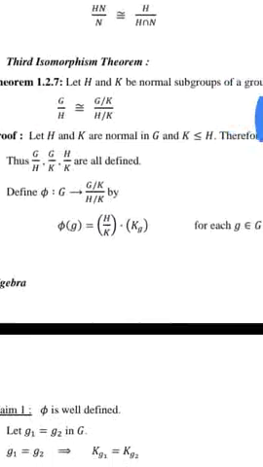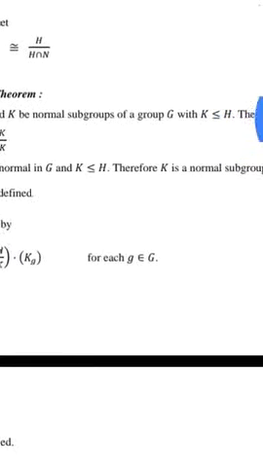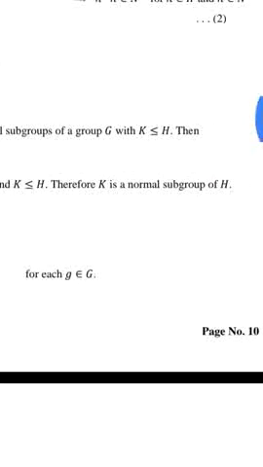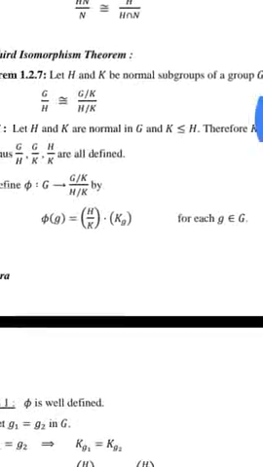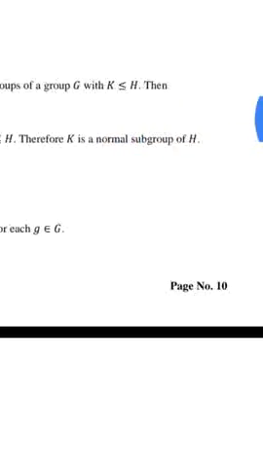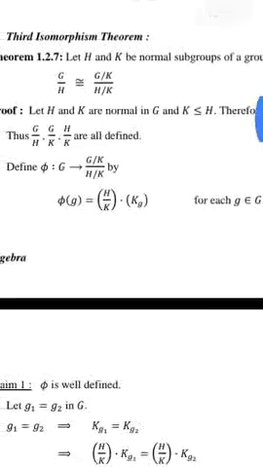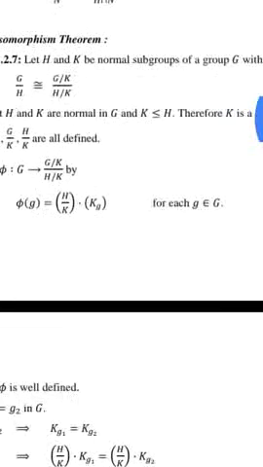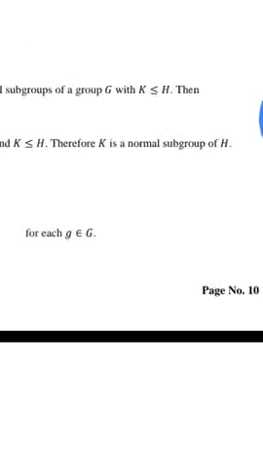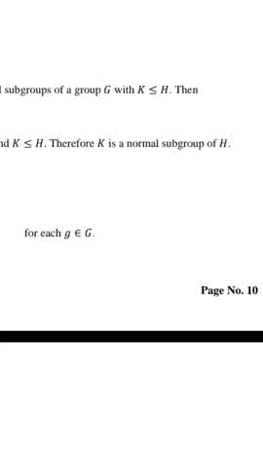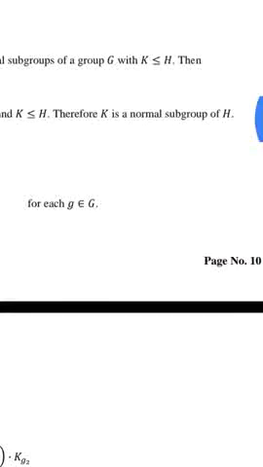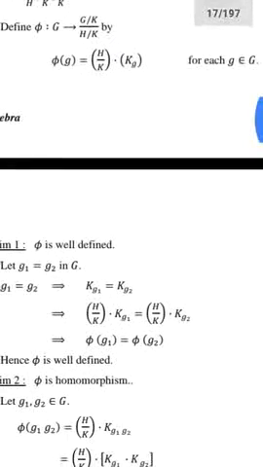Third isomorphism theorem. Let H and K be normal subgroups of a group G with K a subgroup of H. Then G by H is isomorphic to G by K divided by H by K. Let H and K be normal in G and K a subgroup of H. Then K is a normal subgroup of H.